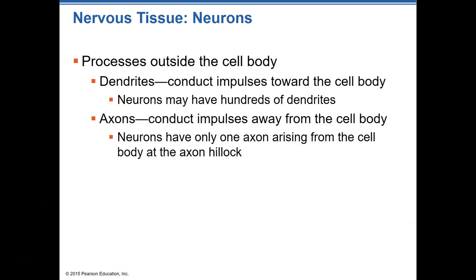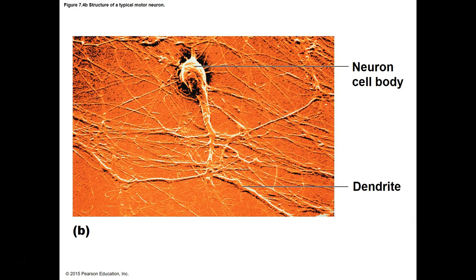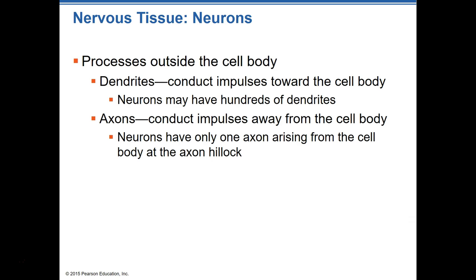All right. So outside of the cell body, we talked about this a little bit already, but we have the dendrites, which, in that particular picture we looked at, were the finger-like projections that were closest to the cell body. And those conduct impulses towards the cell body. Just like I showed you, the dendrites were up there. So those are going to bring impulses towards the cell body. And a nerve may have hundreds of these.